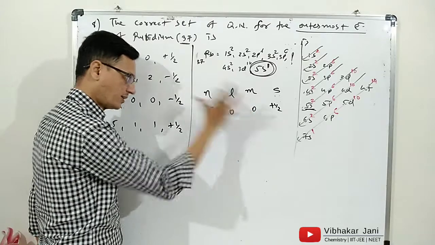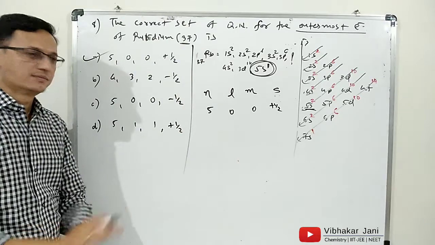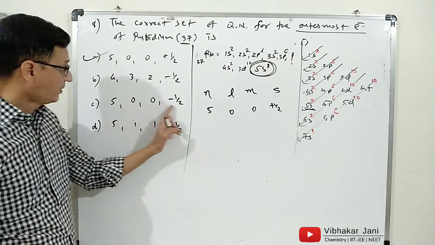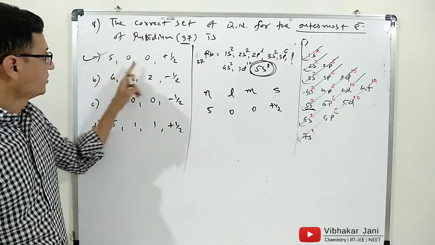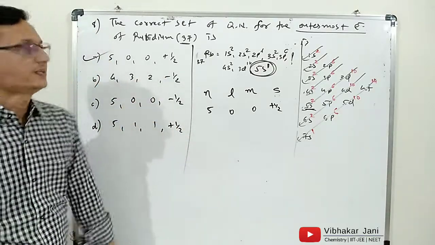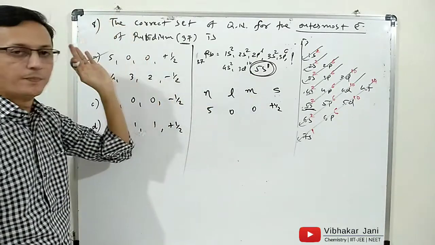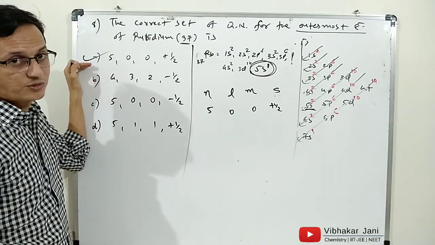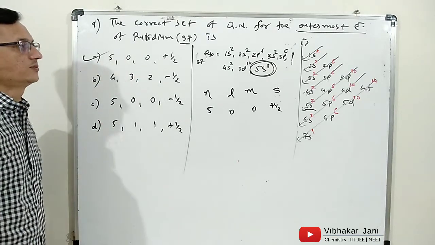500 plus half is the correct answer. That's all. Here there is one more answer: 500 minus half. This can also be the answer of this question. 500 plus half and 500 minus half, both can be the answer. Mostly plus half is preferred, because it is the fifth orbital. So this is the set of quantum numbers for the outermost electron for rubidium. Pause the video and just write down this question.